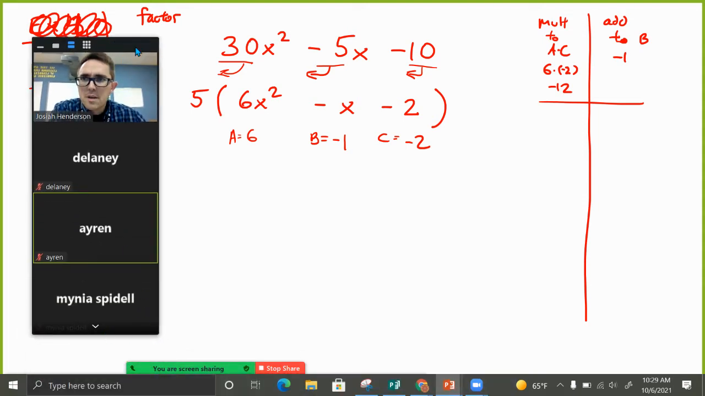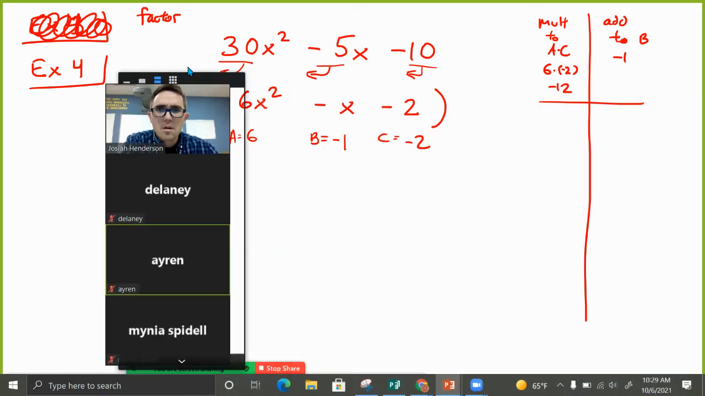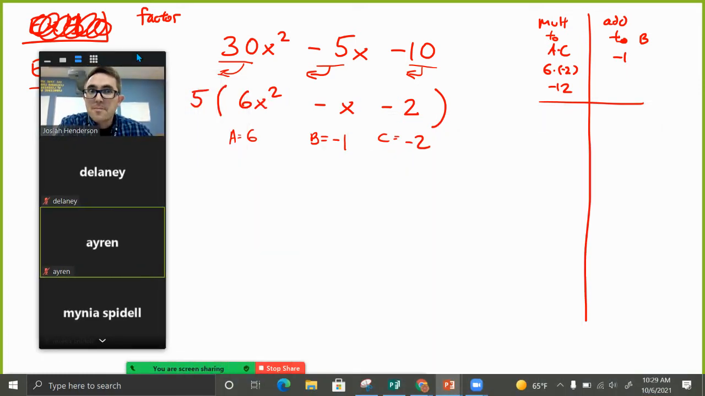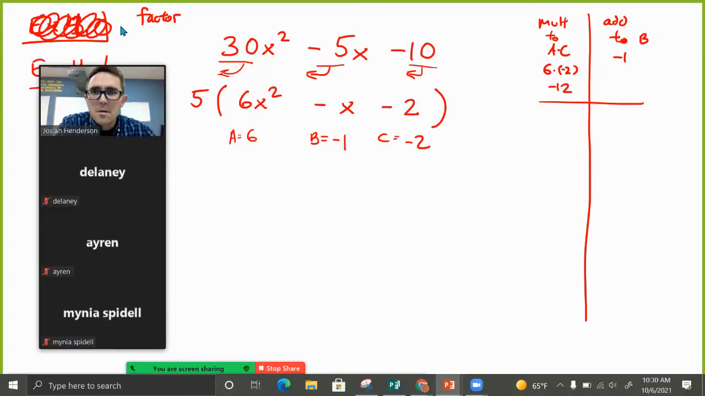So for people still working on number 4, did anyone at least make a list of numbers that multiply to make -12 or 12? No, I'm on that part. Okay. Yeah, so that was a little confusing for me too.